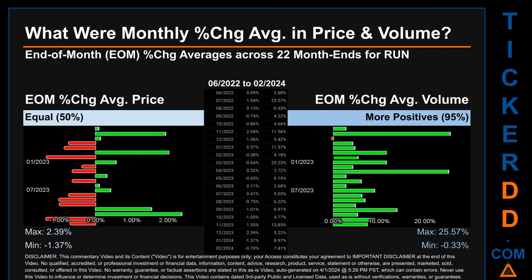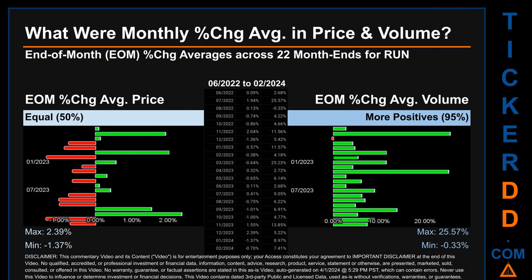What were end-of-month percentage change averages in price and volume for RUN? The monthly average of percentage change in price and in volume were calculated for each of the 22-month ends. That calculation took daily percentage changes and averaged them for each given month. If a month end came out negative, then it means that the month summarily saw a negative change.